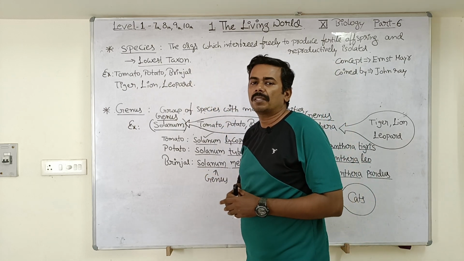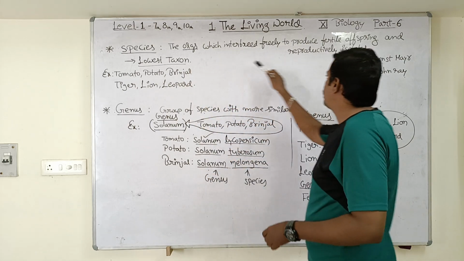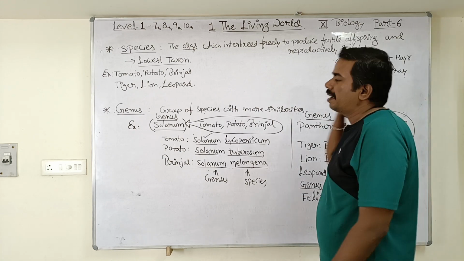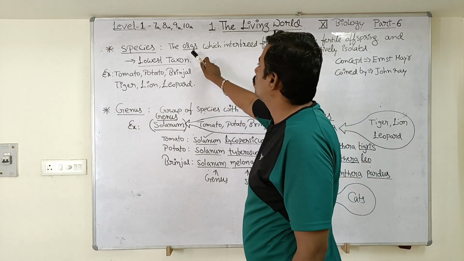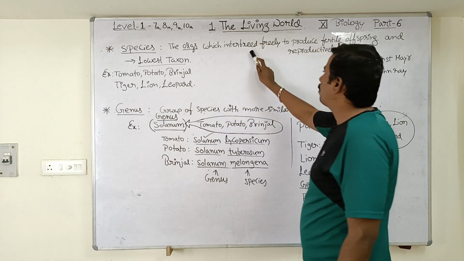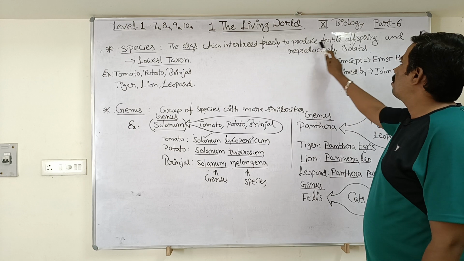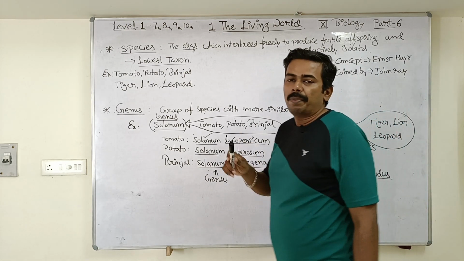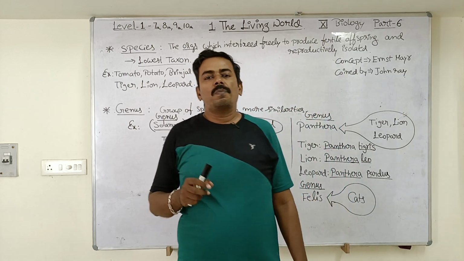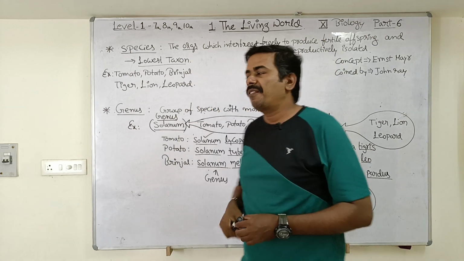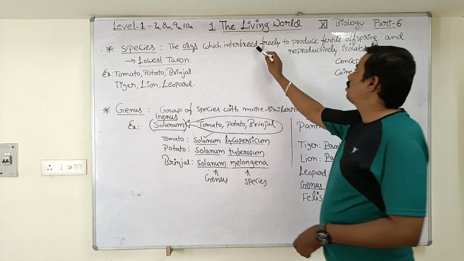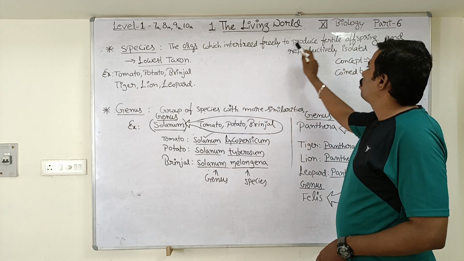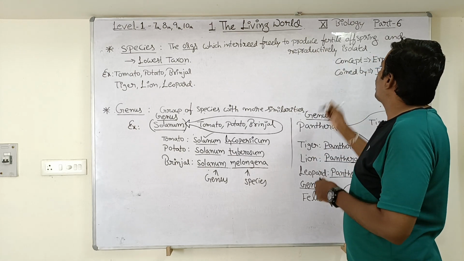So who gave the concept of species? The concept of species was given by the scientist Ernest Mayr. According to the scientist, species are those groups of organisms which interbreed freely to produce fertile offspring and are reproductively isolated. So I repeat once again, species are the group of organisms which can interbreed freely. They can reproduce freely. Interbreed means reproduce. They can freely interbreed among themselves to produce what? To produce a fertile offspring.